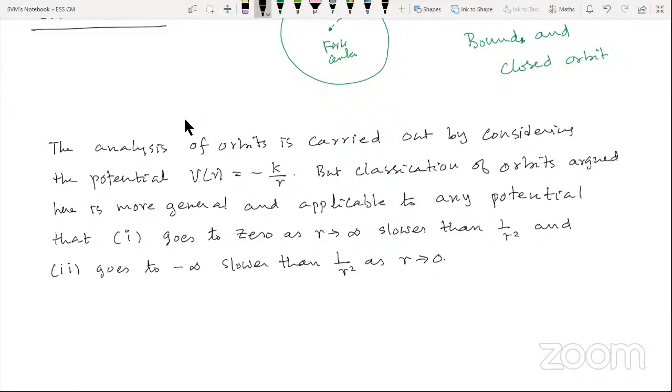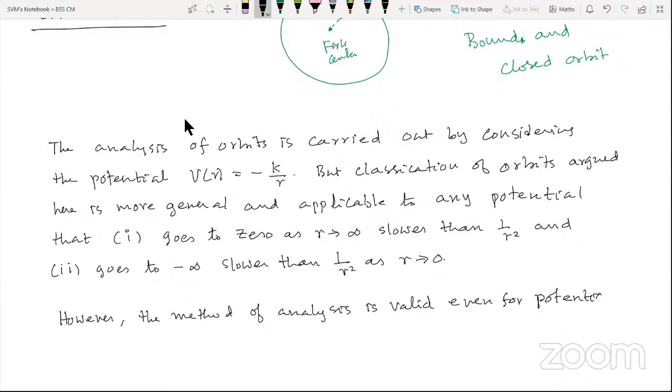However, okay, so this is one point. However, the method of analysis is valid even for potentials that do not satisfy the conditions 1 and 2 that I have written above. Only this classification of orbits will not be true, but you have to have another classification, but this method will still work.